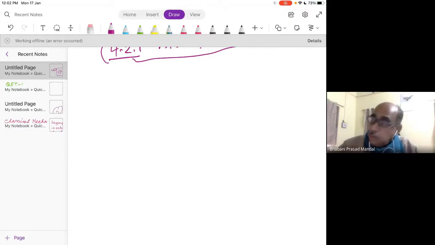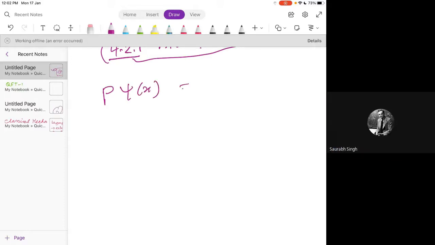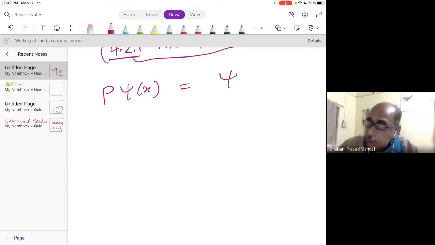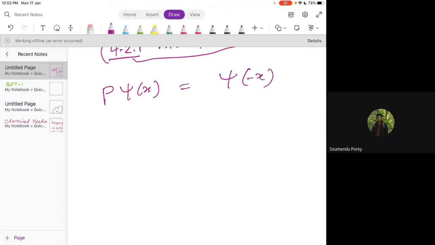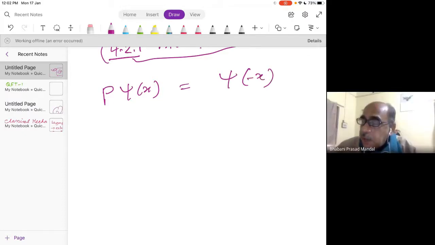What are the eigenvalues of the parity operator? Parity means it changes, so plus minus one. How do you get it? Can you prove it? Yes, sir. Tell me, I'm writing here. Whatever you tell, I'll write.